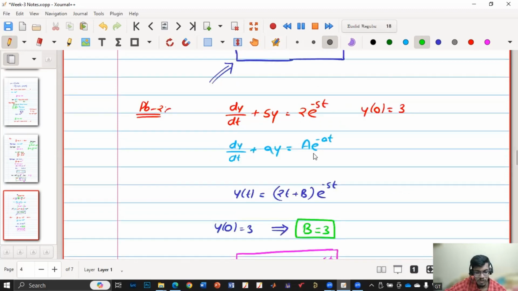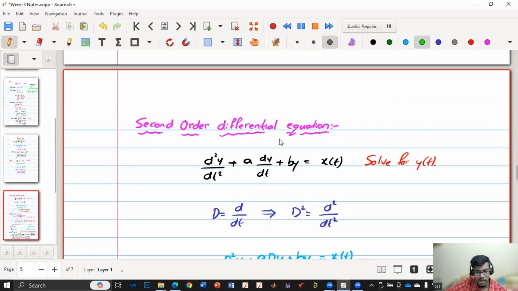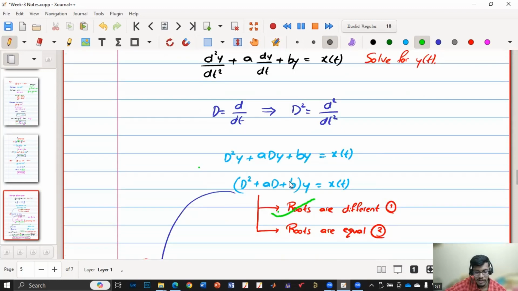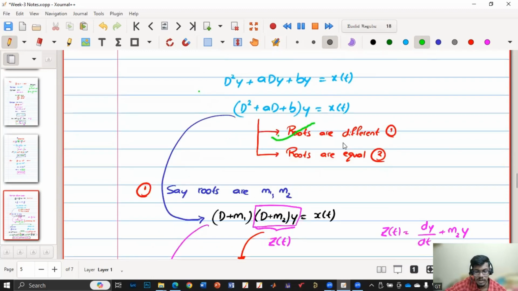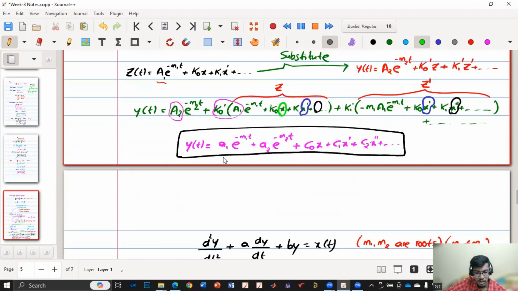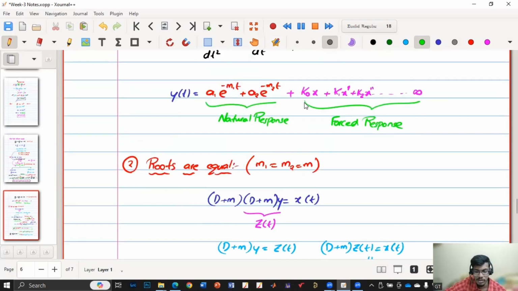And then we have quickly solved one problem. Then we went to second order differential equation, which we have divided into two linear differential equations. So first, roots are different. It is pretty much straightforward. These two are because of the natural response, and these are because of the forced response. If the roots are equal, then it falls in the exceptional case.